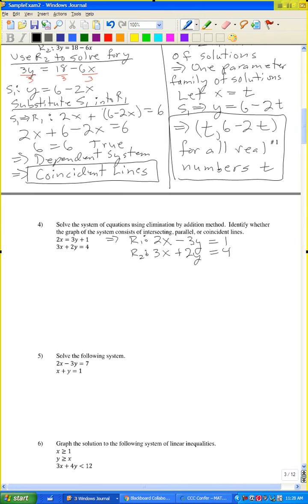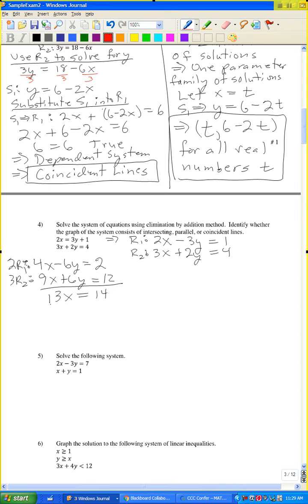So let's get rid of the y's. So let me multiply the first equation by 2. So 4x minus 6y is 2. And the second equation by 3. 9x plus 6y equals 12. Let's add these. 4x plus 9x is 13x. The 6y's cancel. 2 plus 12 is 14.